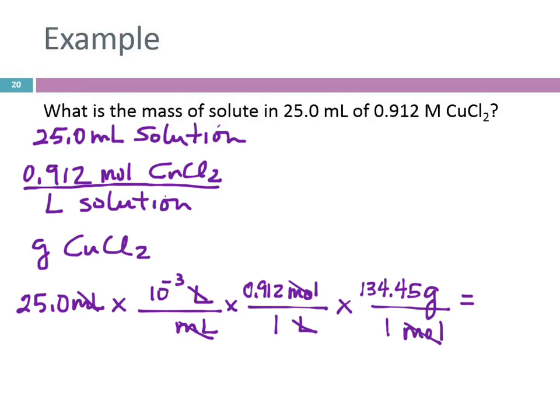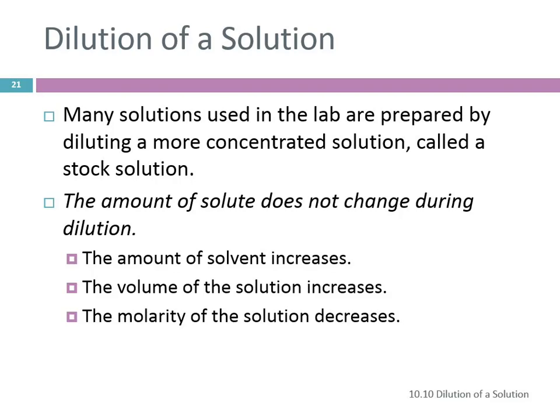So 25 times 1 times 10 to the minus third times 0.912 times 134.45. And this should have 3 significant figures, 3.07 grams. Any questions? Molarity calculations are really, really important in chemistry.